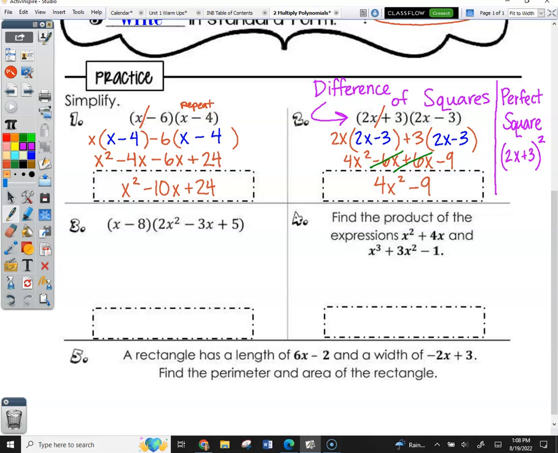There's two types of vocab words in polynomials that you need to know. You're going to hear them a lot. If you can memorize what they look like, it makes math so much easier. You don't have to know it, but it's good to know to make your life easier. Look at the one that says perfect square.